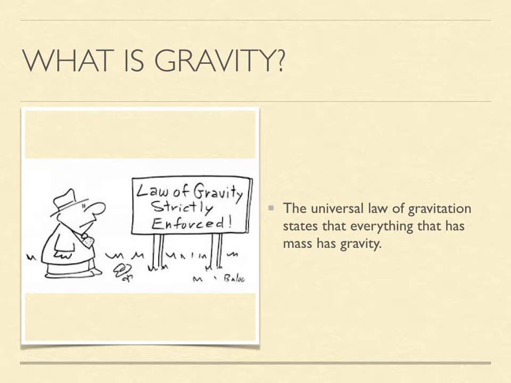So we're going to start with what is gravity. The universal law of gravitation states that everything that has mass has gravity. That means absolutely everything. A single tiny atom has gravity, as much as a star or a planet or anything else. Just the gravity from very, very small things we don't feel like we feel from the gravity of very, very big things. And that's because of a couple of simple laws that have to do with gravity.